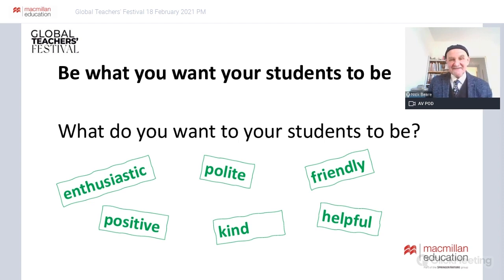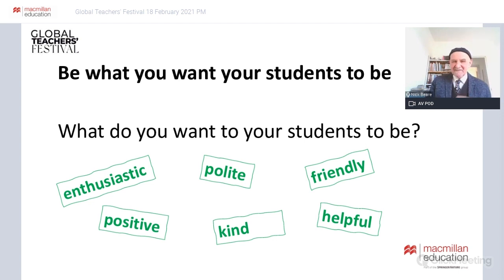Right. Now, this is a really, I think, absolutely key one, and in some ways it's the most difficult one, in this question of actually bringing everybody together. Because you want, I think this is fair enough, these are ones I would choose. What do you want your students to be? Well, enthusiastic, polite, friendly, positive, kind, helpful. And I'd say, yeah, I mean, I think those are the ones I thought of. Might be you can come up with some other things. I don't know about clever. You might want them to be clever, but you can't really force them to be.